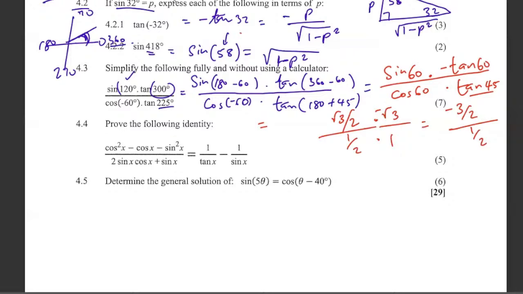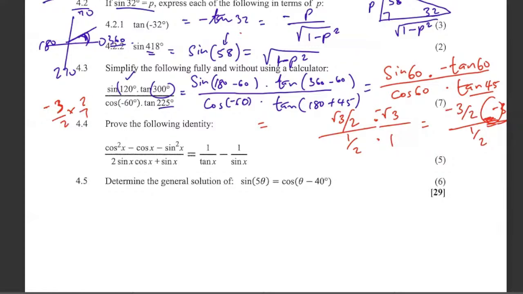Okay, so when I transpose that, negative 3 over 2 times 2 over 1, I'm getting just a negative 3 as my answer without using a calculator. So simplify all of that, you get your negative 3 as your final answer. All right, so that is how I would have gone about that for 7 marks.